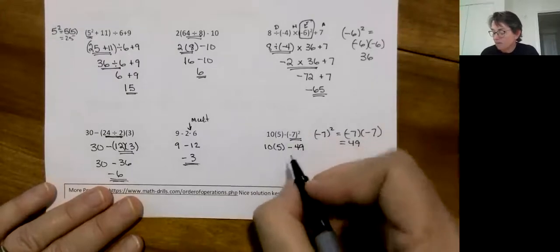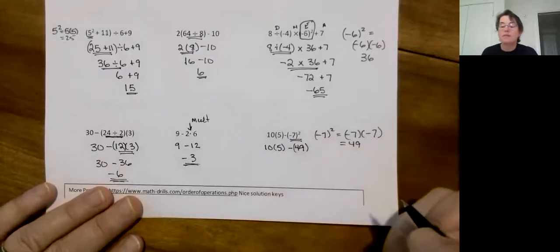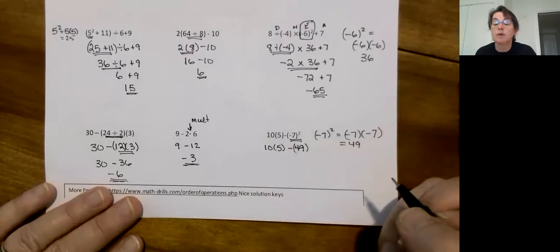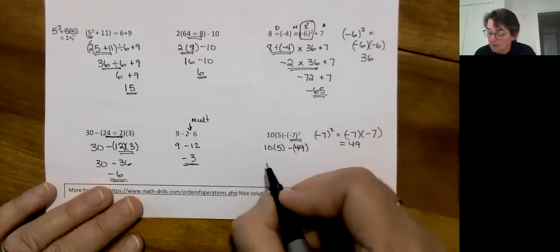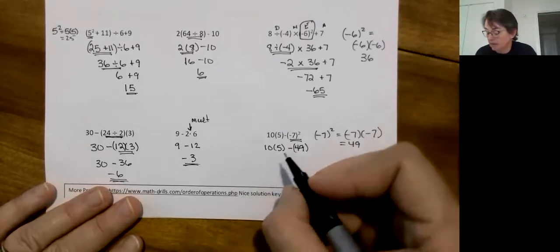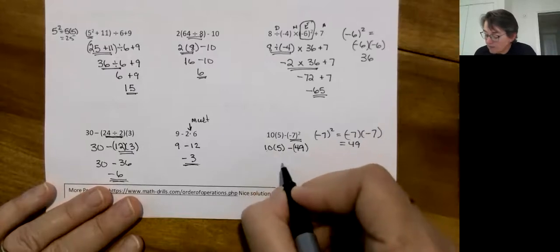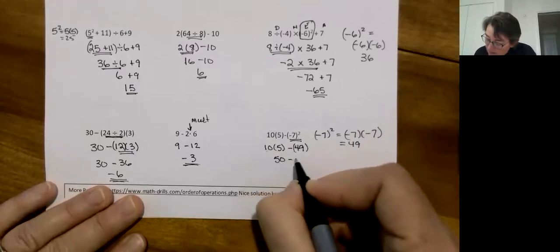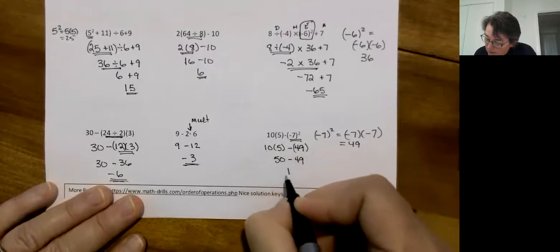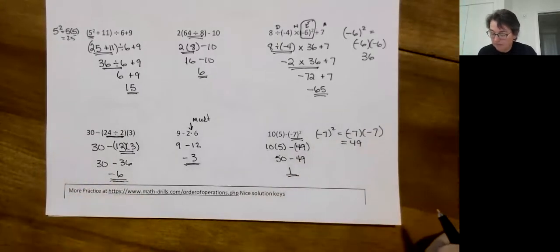49. And if you want to leave it in brackets, good. If you don't, at this point, it really doesn't make any difference, but it doesn't hurt. If you're not sure, leave it. It's not going to hurt anything. 10 times 5 is 50 minus 49. And after all that work, the answer is 1.